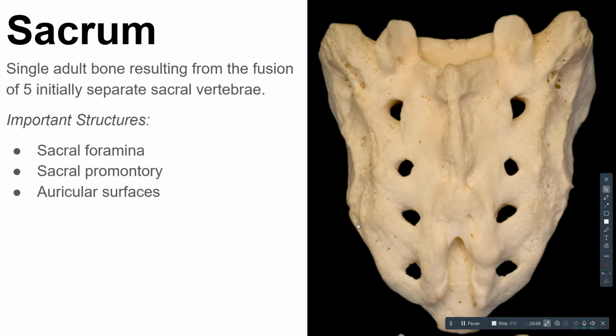We've done 24 vertebrae. We got 2 more bones to go. This is a sacrum. It is a single bone resulting from the fusion of 5 initially separate sacral vertebrae. So usually you are in your mid-20s by the time this fusion is complete. And of course, fusion is going to create a stronger bone, which is good if we are trying to support weight. So, important structures we're going to see. We're going to have 3 important structures we're going to know, including the sacral foramina, the sacral promontory, and the auricular surfaces.